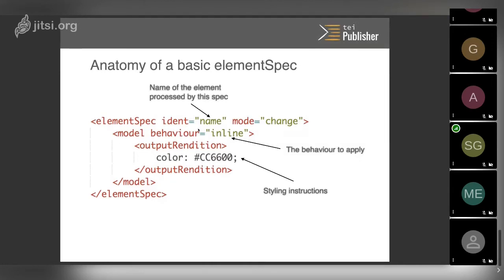Then we have a model which references a behavior. Name is something in the middle of the text, so the behavior is obviously inline. It's inline text. So we tell TEI Publisher via the processing model that the name element should be processed via the inline behavior, and we can also further customize it. If we want this name to appear in color, we can add this outputRendition element, which takes styling instructions. The styling instructions are CSS.